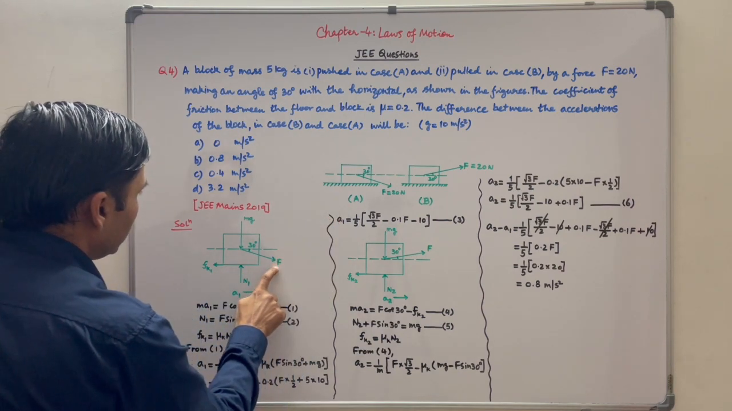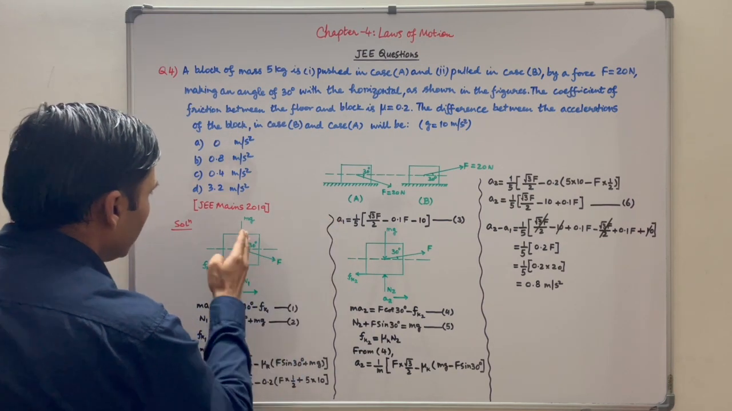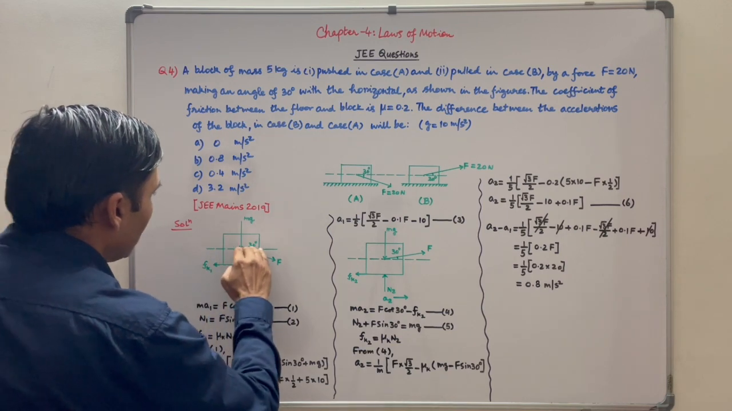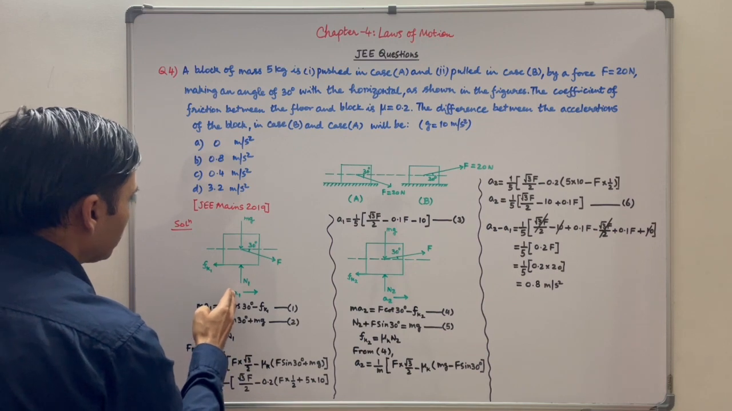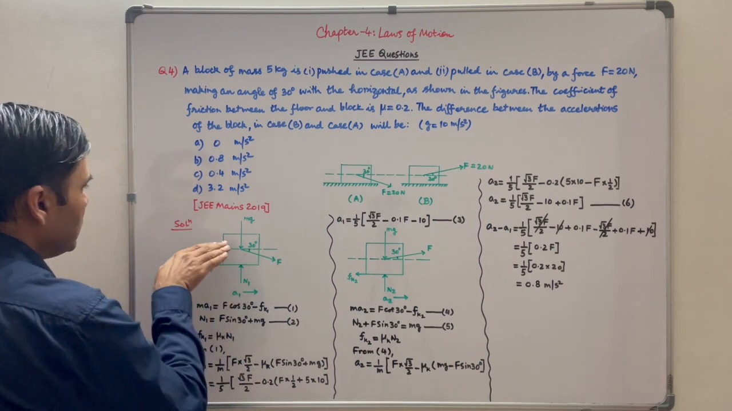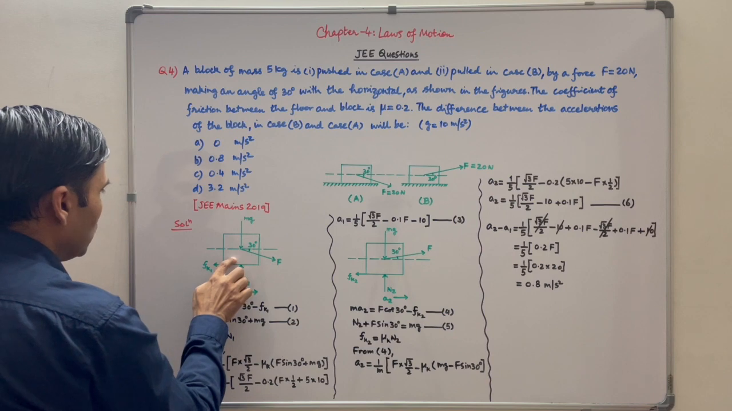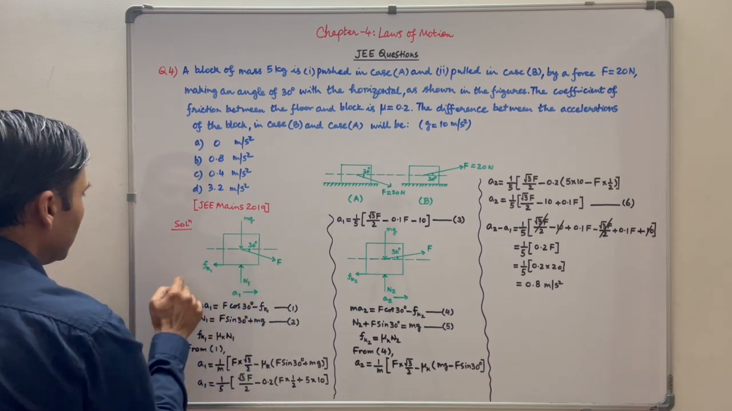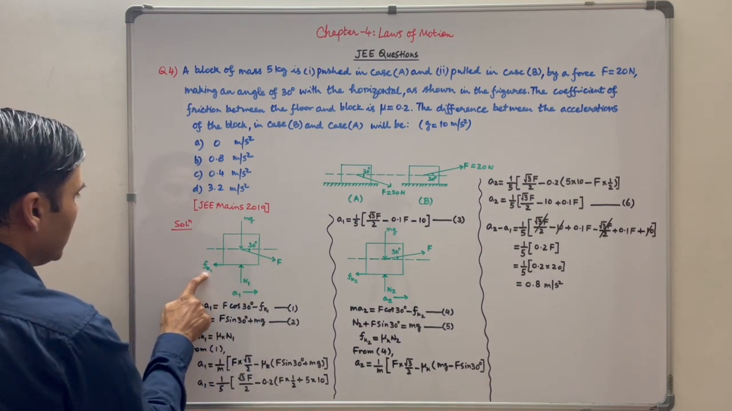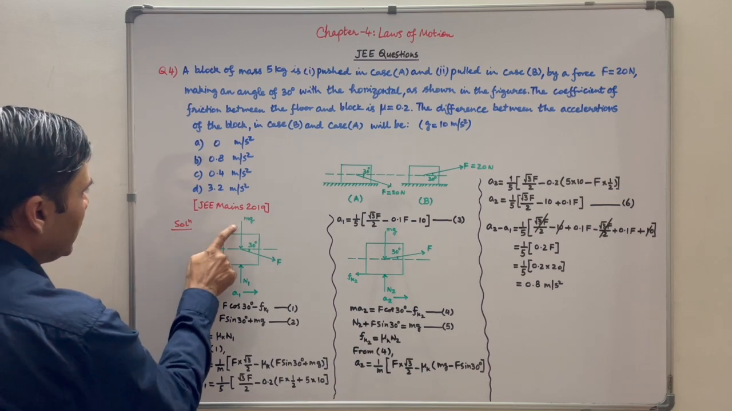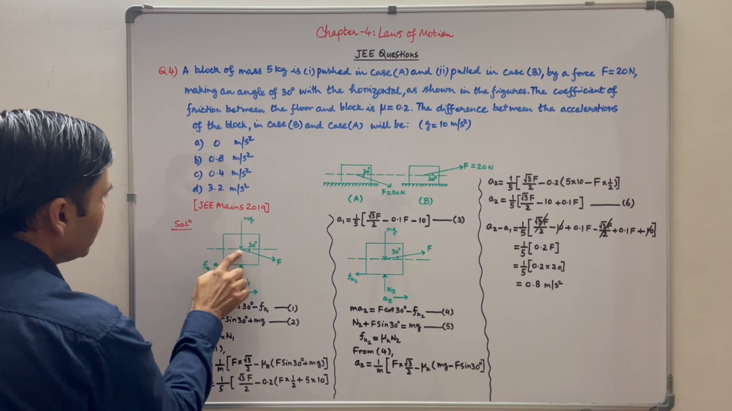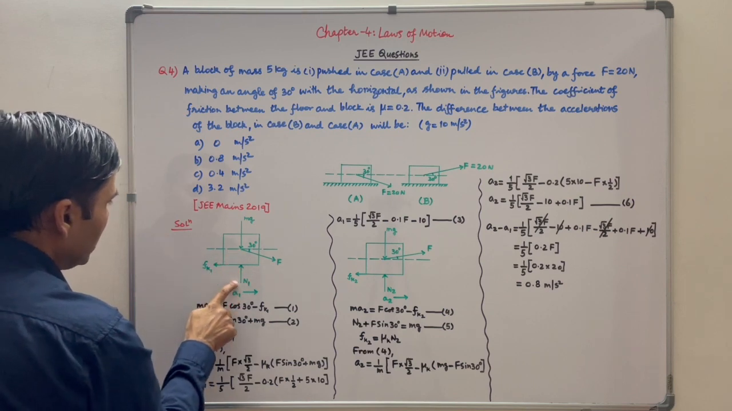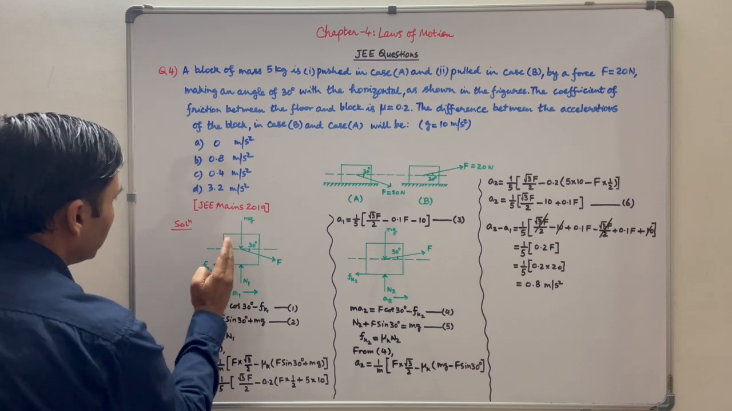We can resolve external force F along horizontal and vertical directions. Its horizontal component will be F cos 30 and vertical component will be F sin 30. Since this block is moving in forward direction, so friction force on it will work in opposite direction. It is represented by Fk1, that is kinetic friction. Weight of this block is mg, that will work vertically downwards at its geometrical center. N1 is normal reaction applied by the floor that will work vertically upwards.